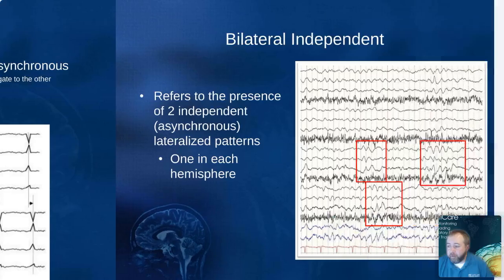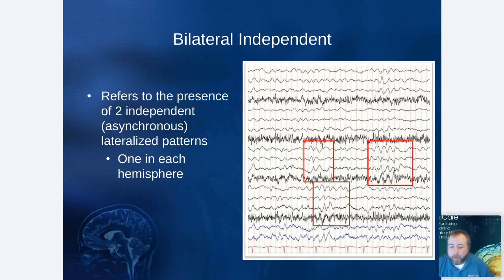Another option is bilateral independent. So this refers to the presence of two independent lateralized patterns, so one in each hemisphere. You can see this patient has some sharp activity going on. I'm assuming this is left side based on the pattern that it's showing. You have some sharps occurring independently on the left from the right.